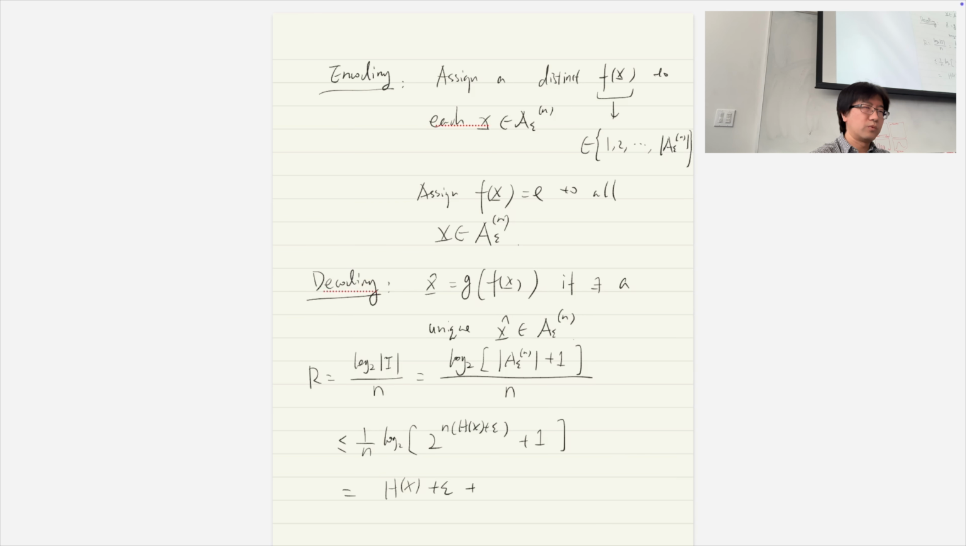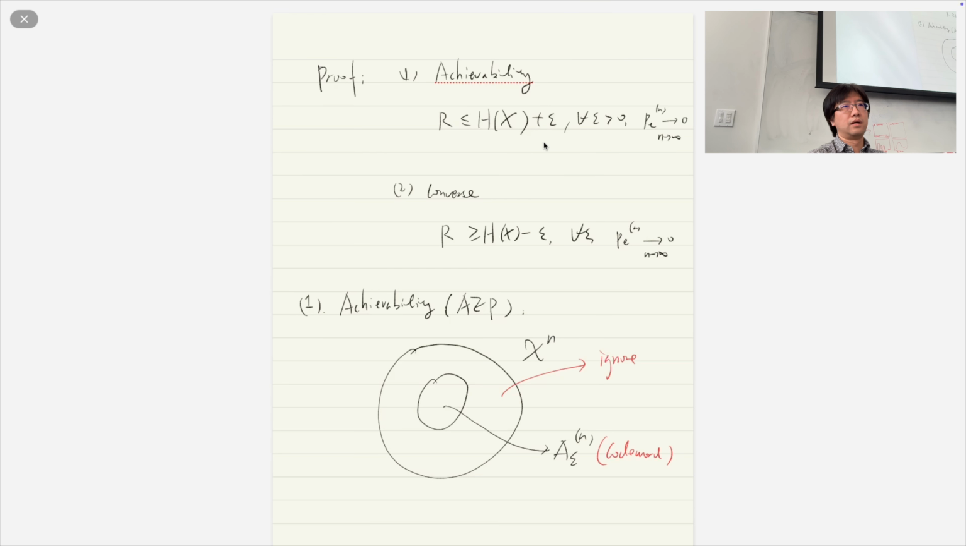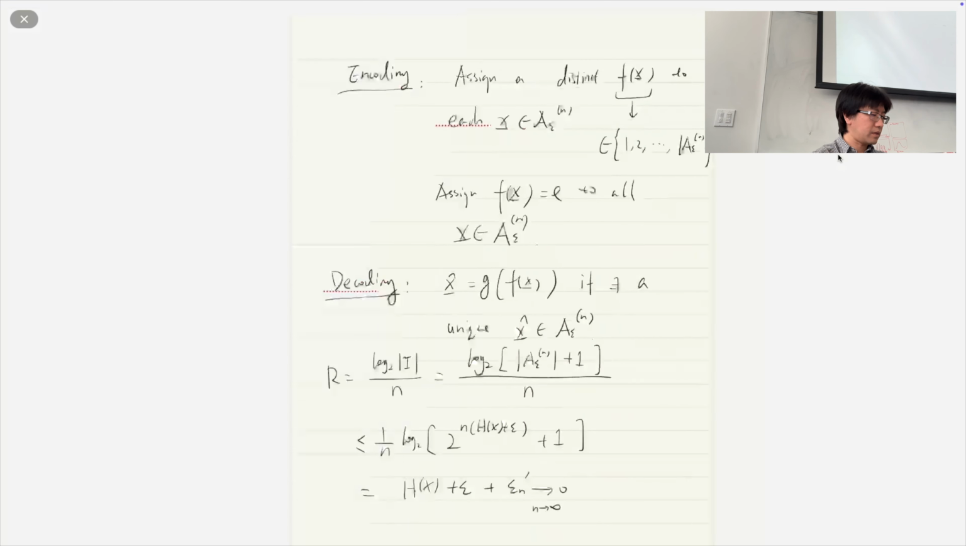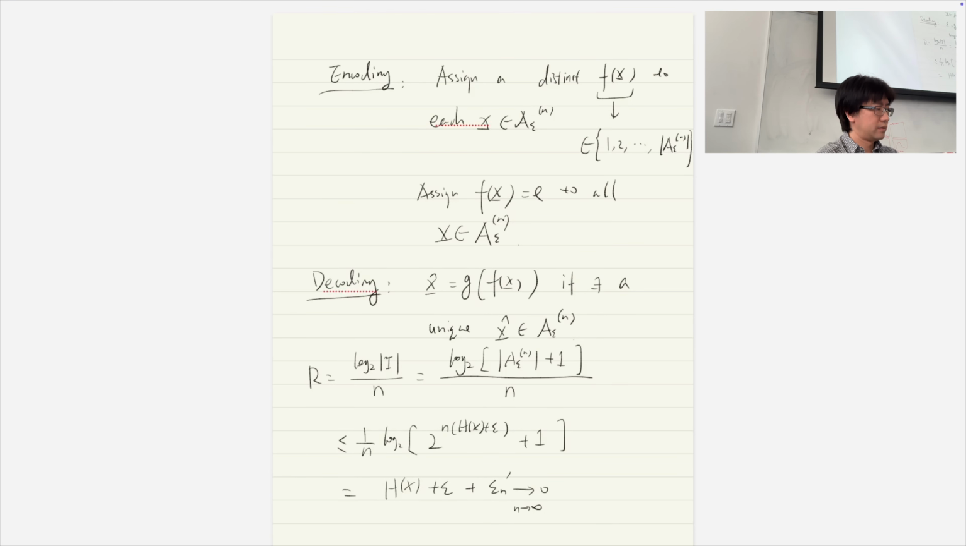So we can show this 1 corresponds to a kind of epsilon n prime, and this will go to 0 when n goes to infinity. You can check it yourself. Just make these 2 equal, and you can figure out what epsilon prime equals. It will be a very small number. Intuitively, n goes to infinity and the 1 is just a constant, so it doesn't matter too much. We combine this epsilon and epsilon n prime, and together this is a new epsilon, which satisfies this form. And then we're done. So this is basically the achievability.